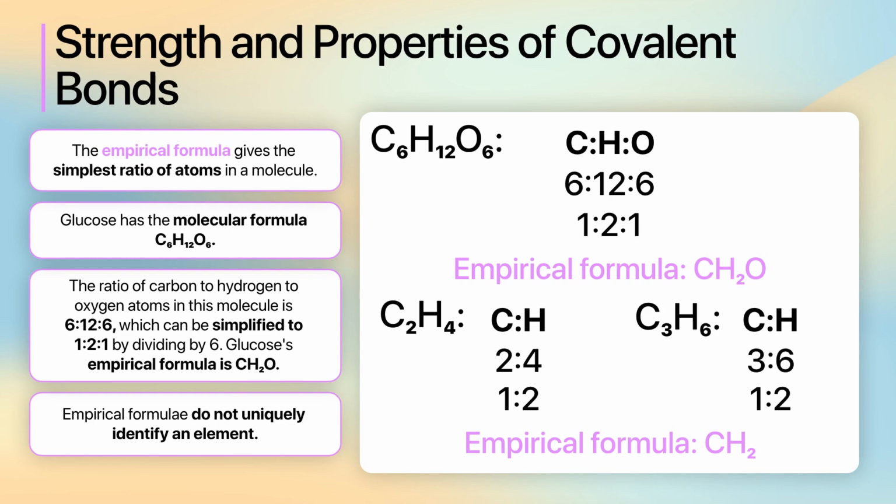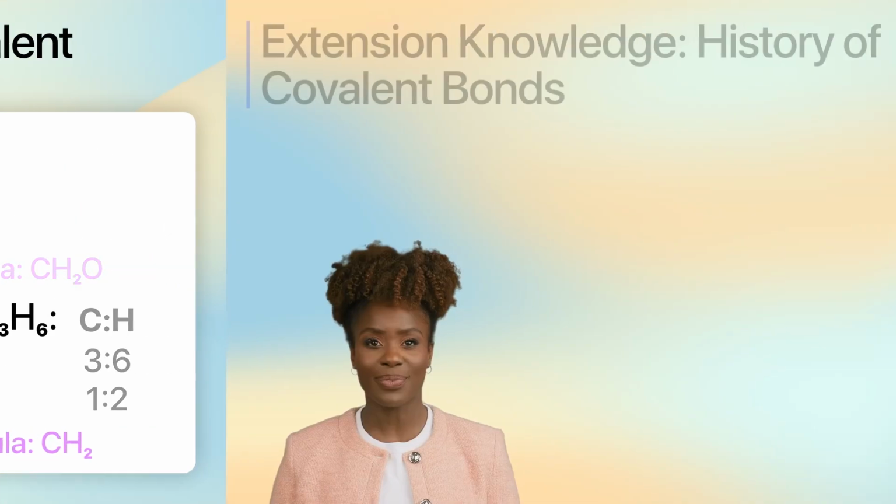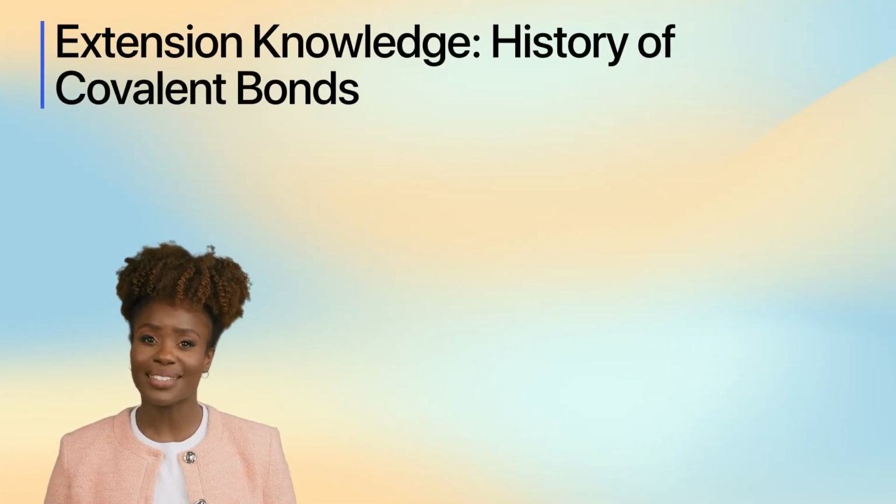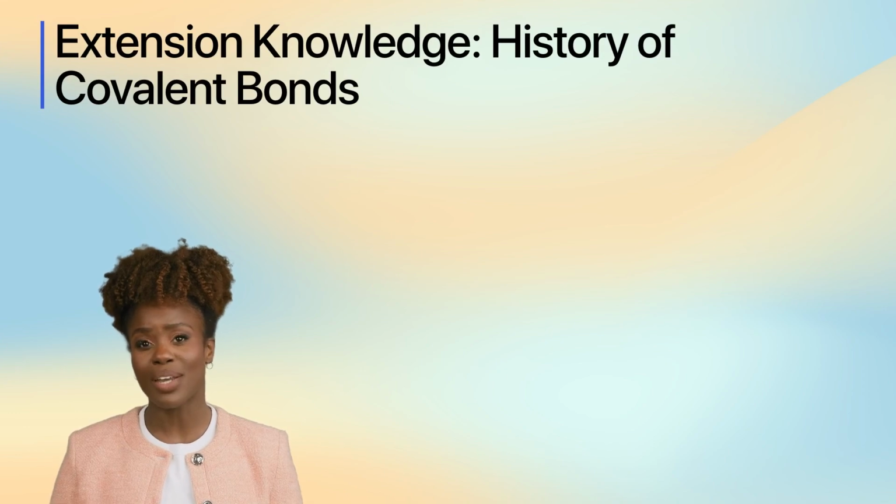Through these examples, we see how covalent bonding plays a crucial role in the formation and properties of different substances. Understanding these bond formations and their strengths allows us to comprehend the molecular world. Before we conclude, let's consider the historical development of covalent bonds as an extension task.